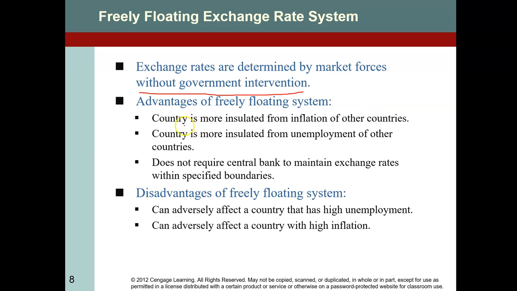Advantage: the country is more insulated from inflation of other countries, also from unemployment of other countries. It does not require central bank to maintain exchange rates within specified boundaries. Disadvantage: can adversely affect a country that has high unemployment or a country with high inflation.